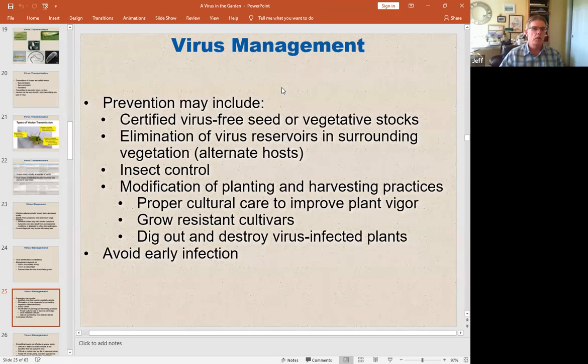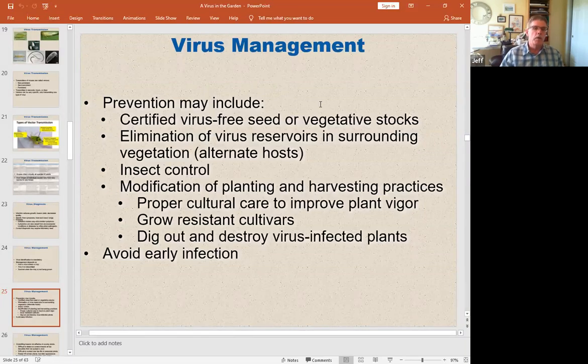Insect control, although this can be hard since some viruses are transmitted very quickly, it's hard to stay on top of insect control, and those measures tend to be less environmentally friendly. Modification of planting and harvest practices: maybe you can plant and harvest in a time when the vector or the transmitter of the virus is not present. Care for your plants and make sure they are vigorous. Grow resistant cultivars, they actually do exist. Some cultivars are resistant to viruses. And dig out and destroy virus-infected plants.